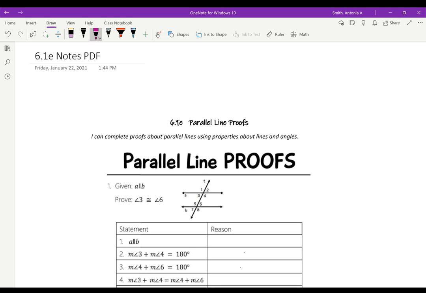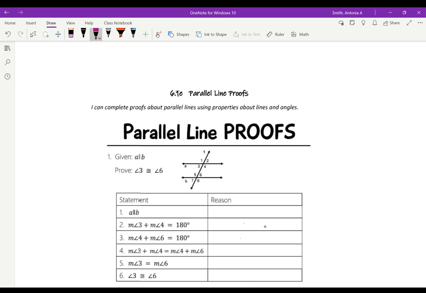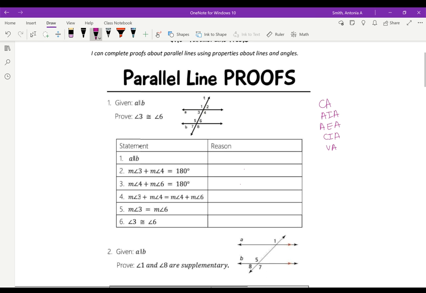Okay, so those, I'll write them off to the side here. Remember, we have corresponding angles, alternate interior angles, alternate exterior angles, consecutive interior angles, and vertical angles. So here are some of the relationships we learned back in 6.1b. We're going to use these relationships to prove things about parallel lines and transversals. Our I can statement here is, I can complete proofs about parallel lines using properties about lines and angles. Okay, so let's jump right in.